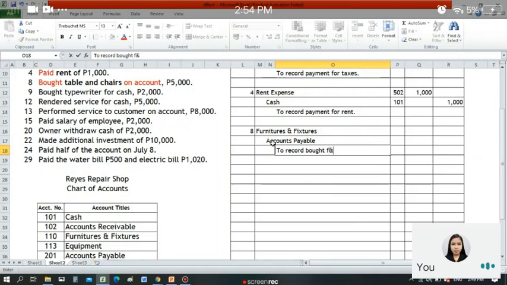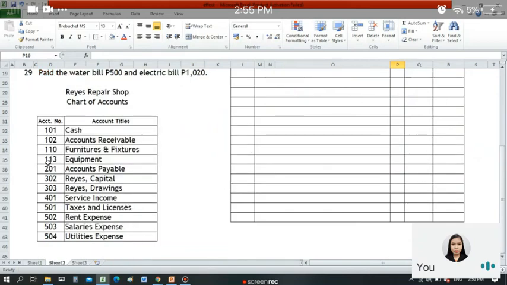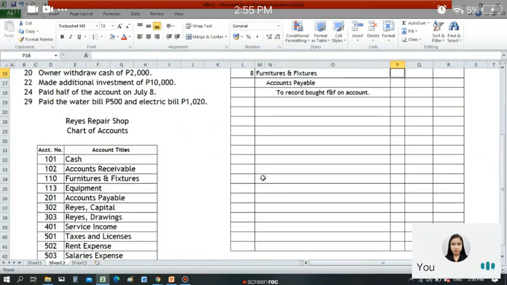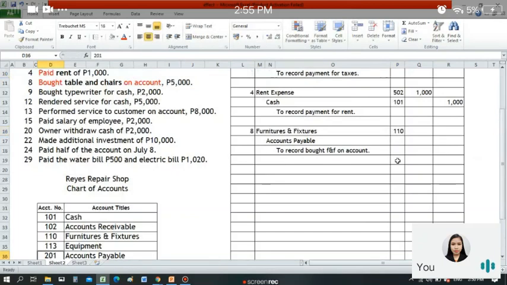So, pwede naman kayo mag-shortcut sa explanation. To record bought furnitures on account. So, don't forget to write the on account because this is sufficient an explanation on your debit and credit account title. So, furnitures and fixtures is 110. And then accounts payable is 201. So, the amount is 5,000. So, see, debit and credit must be equal. So, your debit account must be equal to your credit account.